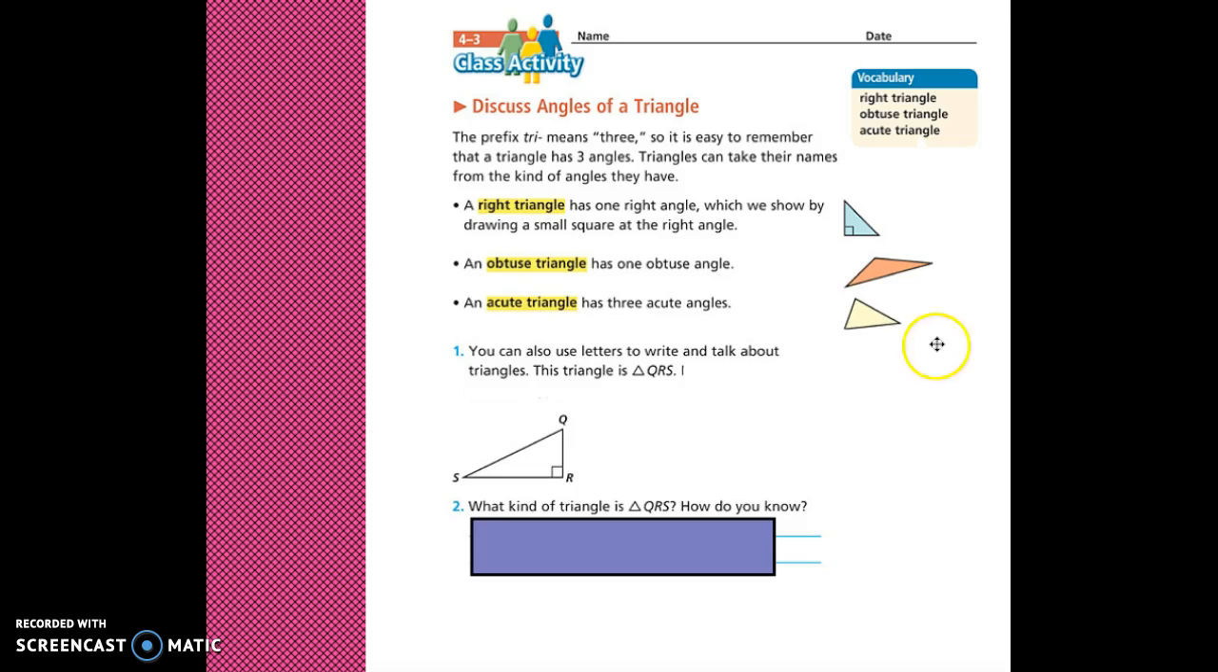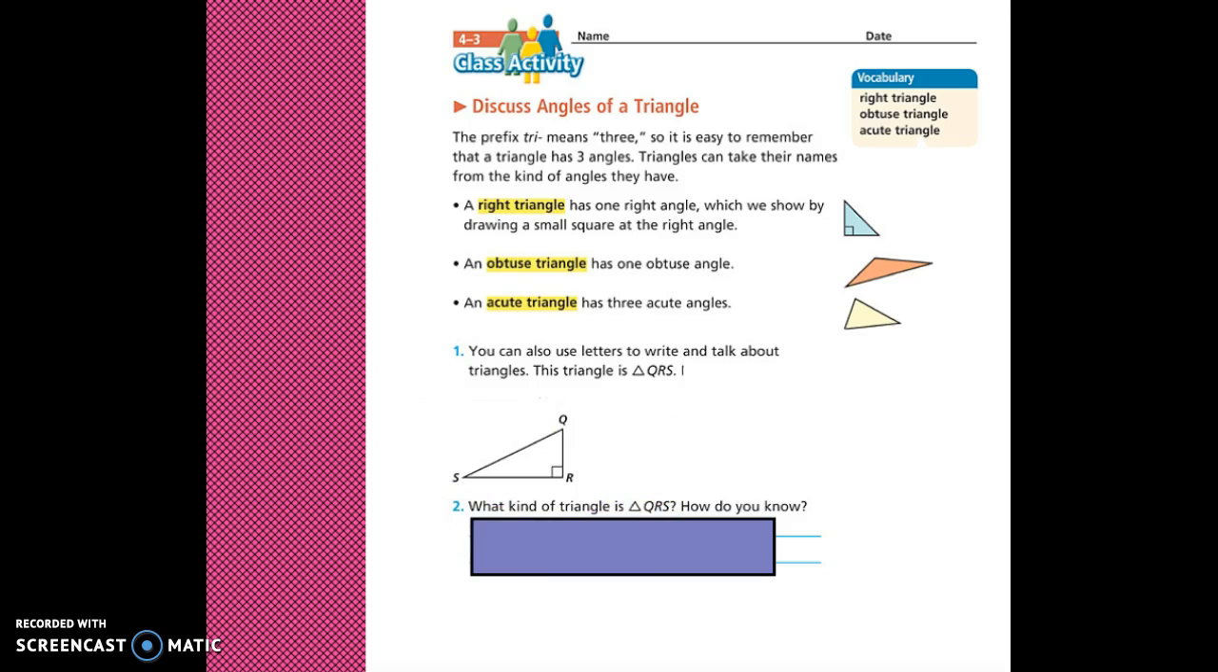When we name triangles, we use the little triangle symbol, and then we write the different letters in that triangle. So in this case, I would draw a triangle and I'd write Q, R, S. We'll discuss naming triangles more in depth in a future lesson. What kind of triangle do we think triangle QRS is? By using my definitions from above, I know that I have one right angle. Because of that, I know that this is considered a right triangle.